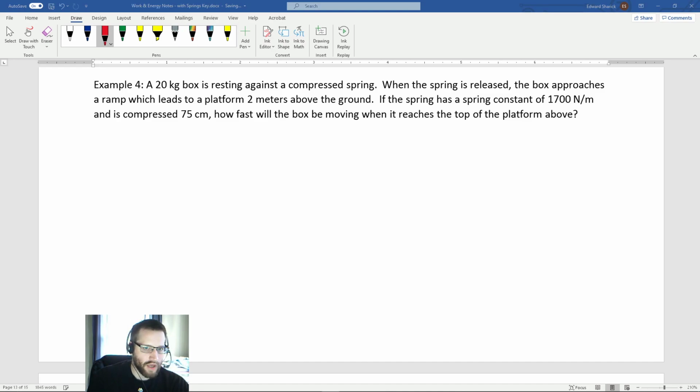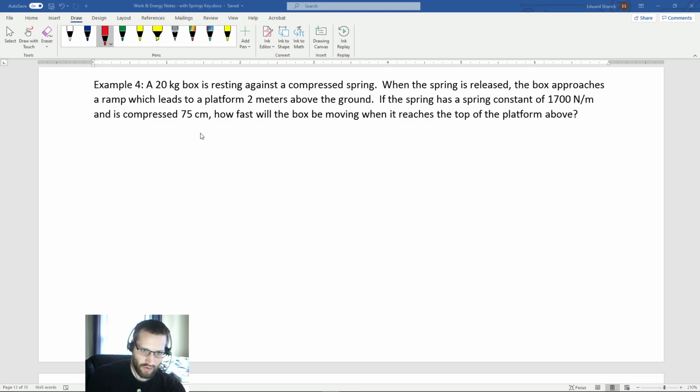So here we have a 20 kilogram box resting against a compressed spring. So now we're looking at the end of that problem. When the spring is released, the box approaches a ramp which leads to a platform 2 meters above the ground. If the spring has a spring constant of 1700 newtons per meter and is compressed 75 centimeters, how fast will the box be moving when it reaches the top of the platform above?